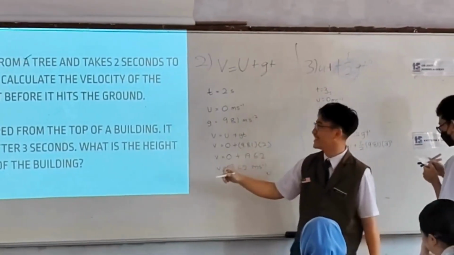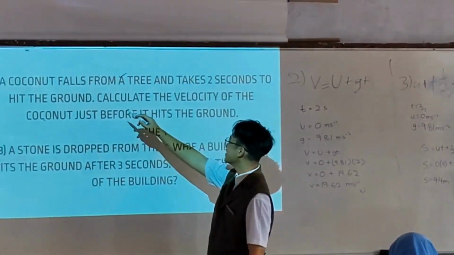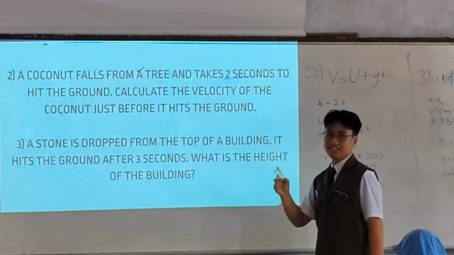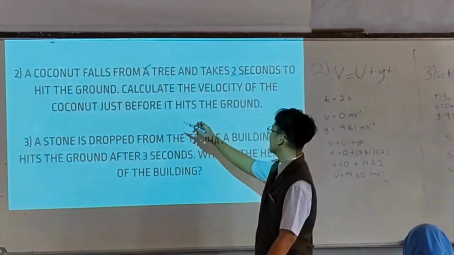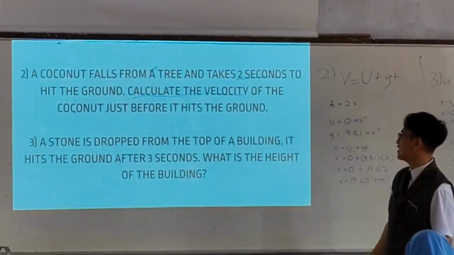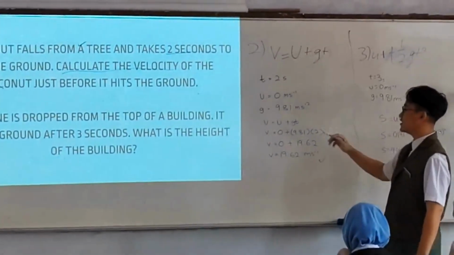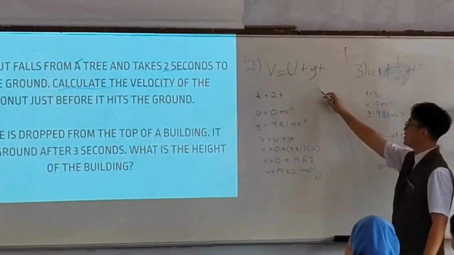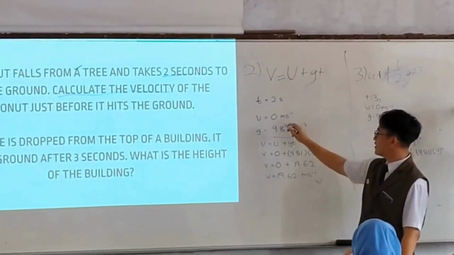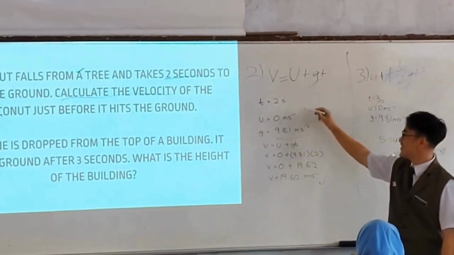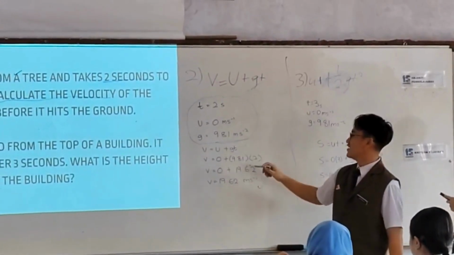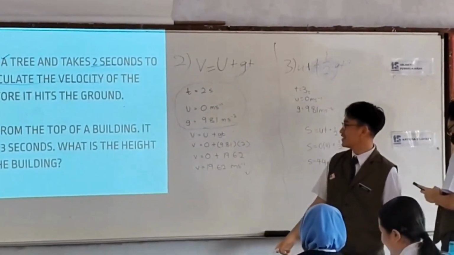Information given in the question. It says a coconut falls from a tree and it takes 2 seconds. That is the first information you got, and then it hits the ground. Calculate the velocity. So question 1 is to calculate velocity. Now we have this information, and first we use the formula. g, we must remember g always is 9.81. This is the top. After we write all the information we know, we can start using the formula to calculate it.